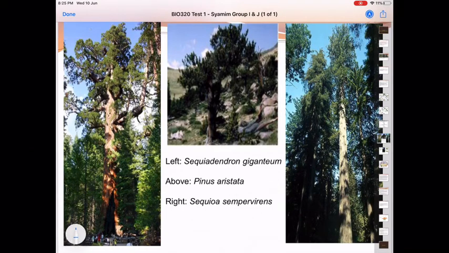The left one is Sequoiadendron giganteum, the largest gymnosperm. The middle one is Pinus aristata, and the right one is Sequoia sempervirens.